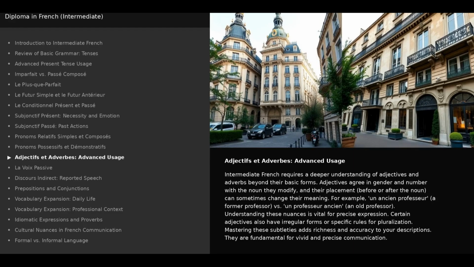Certain adjectives also have irregular forms or specific rules for pluralization. Mastering these subtleties adds richness and accuracy to your descriptions. They are fundamental for vivid and precise communication.